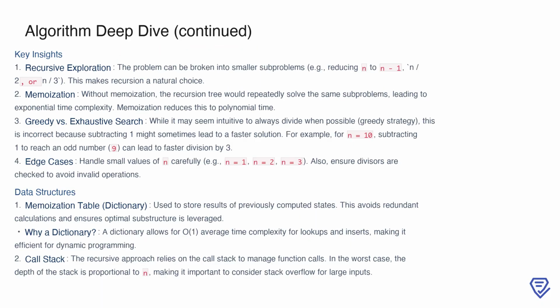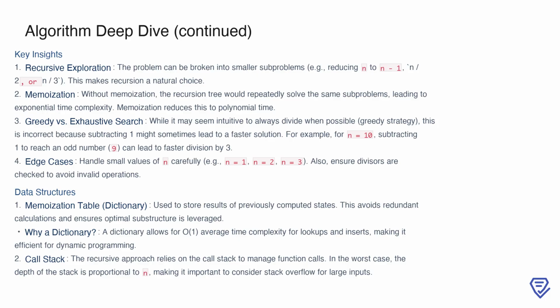There are several key insights that help us understand why this approach works. First, the problem naturally breaks down into smaller subproblems, making recursion an ideal choice. Each state, whether it's n-1, n/2, or n/3, feeds into the next, and solving these smaller states recursively builds up to the final solution. However, without memoization, this recursive approach would repeatedly solve the same subproblems, leading to exponential time complexity. By storing results in a dictionary, we avoid this redundancy and reduce the complexity to polynomial time.